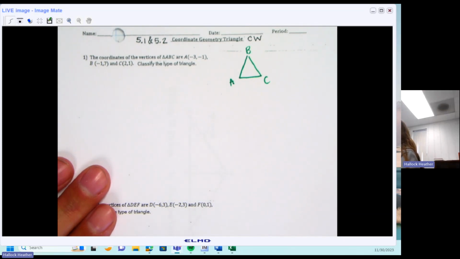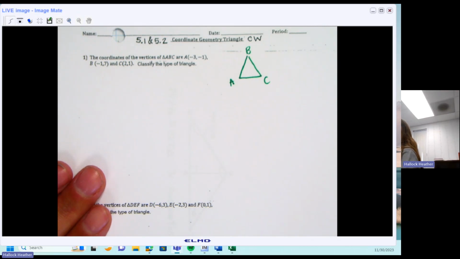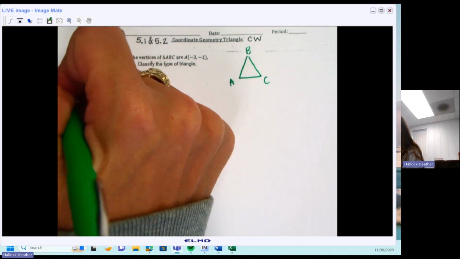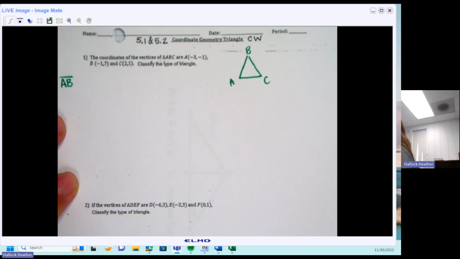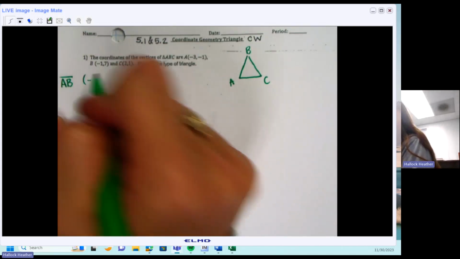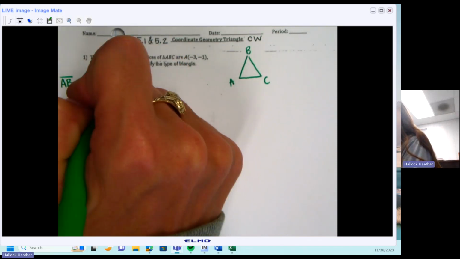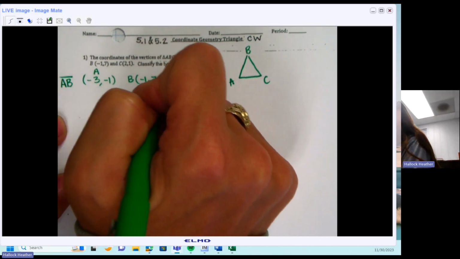We are comparing the sides. To compare the side lengths, you have to figure out the length of the sides using the distance formula. It doesn't matter which one we start with. Let's start with side AB, just because A is first in the alphabet. A's coordinate is -3, -1, and B's coordinate is -1, 7.